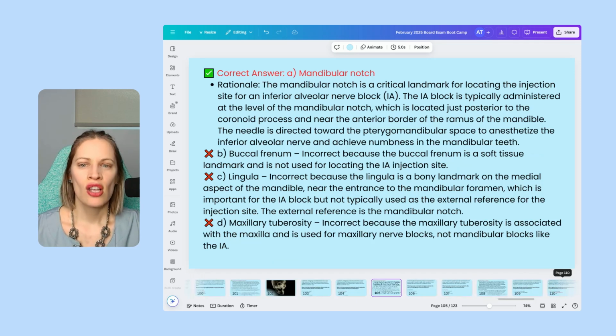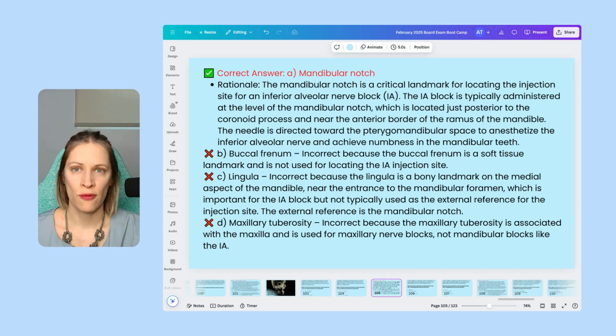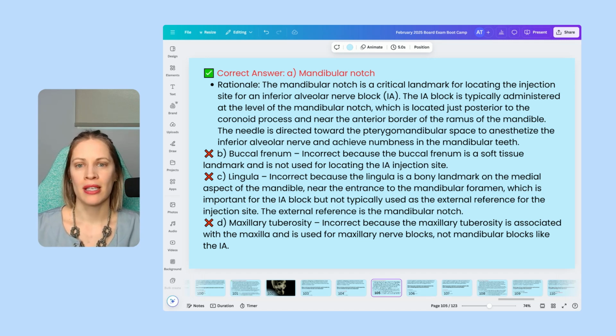Mandibular notch. So, why is this the best answer? This is critical for locating the injection site for an inferior alveolar nerve block. It's typically administered at the level of the mandibular notch, which is located just posterior to the coronoid process and near the anterior border of the ramus of the mandible. So, the needle needs to be directed towards the pterygomandibular space in order to anesthetize the inferior alveolar nerve, which is what you need to freeze when you're working on the mandibular posterior teeth. So that's why A is the best answer.